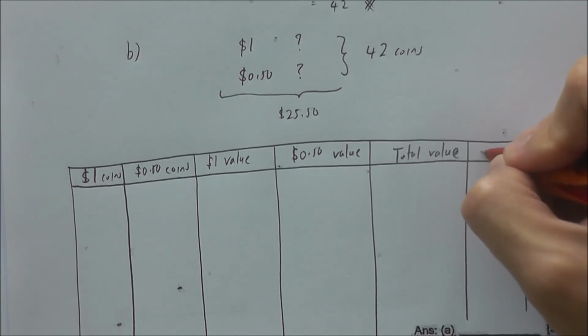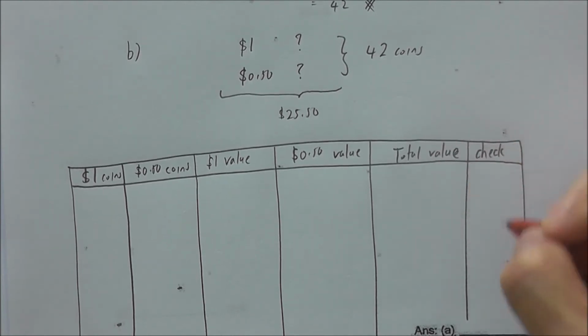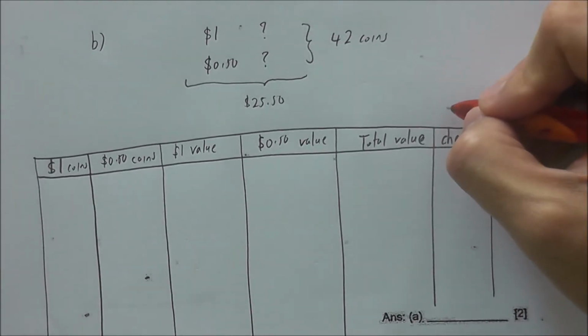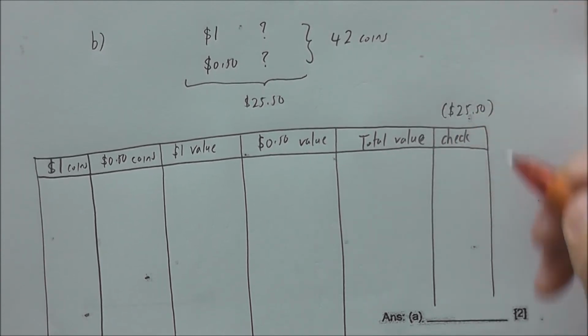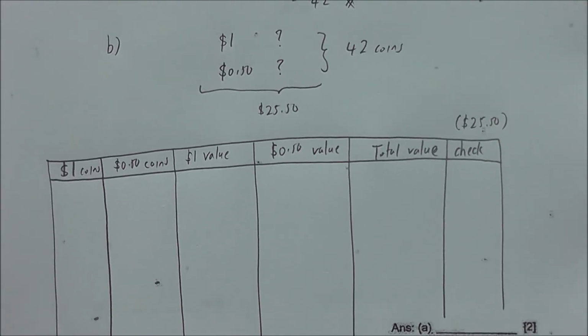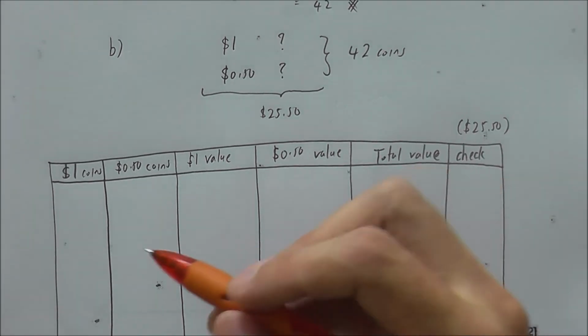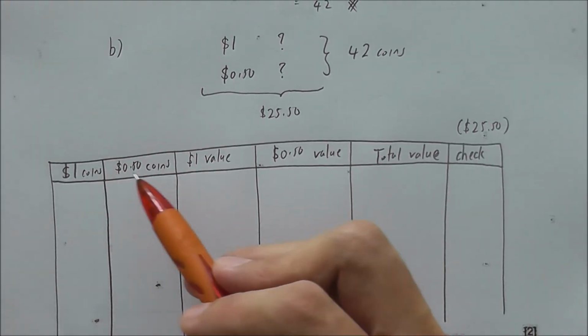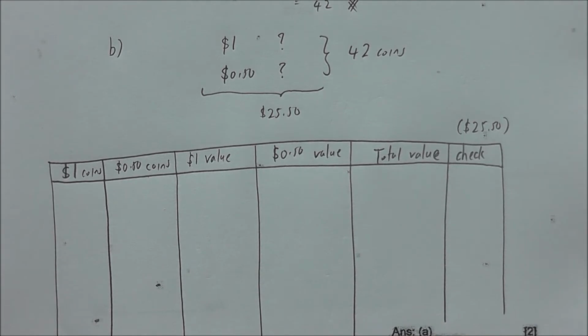and lastly, I need to check. Guys, what do I check for? I need to check whether it tallies up to $25.50. Okay, so now what I'm going to do is, guys, can you please take note how many $1 and how many 50 cents you are supposed to guess.